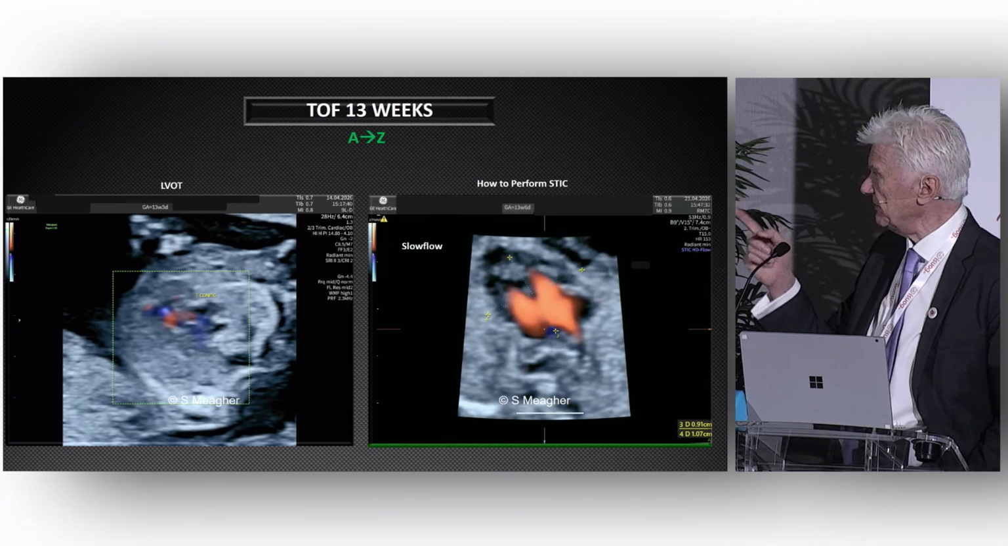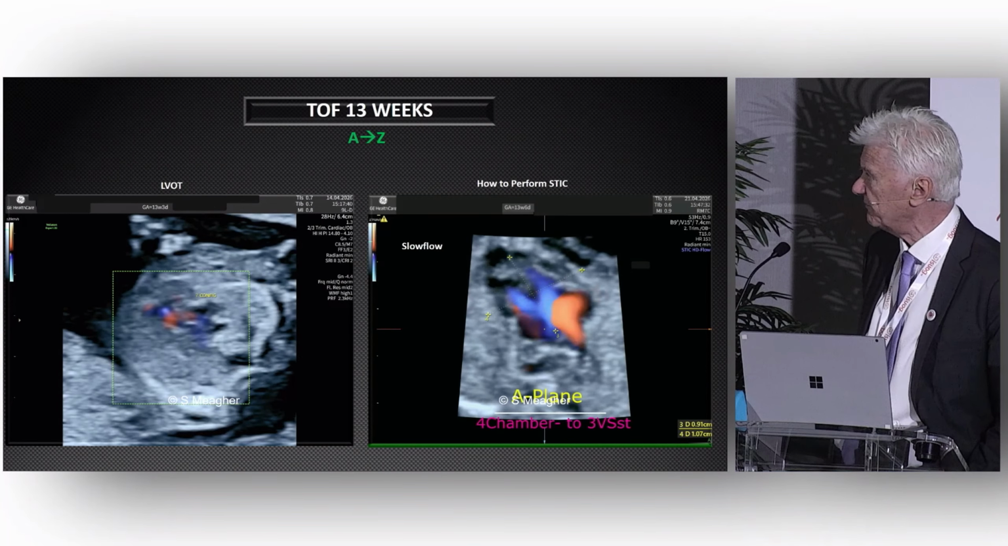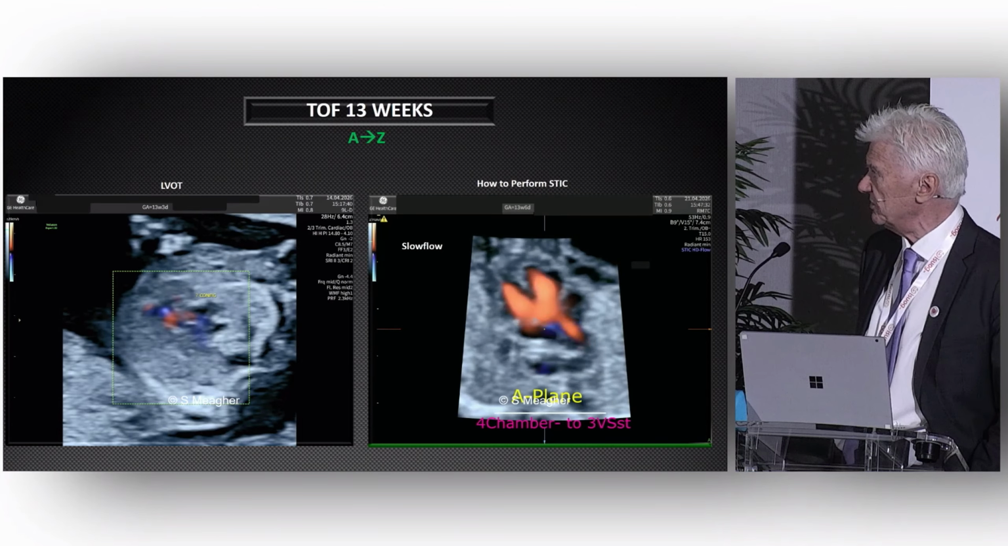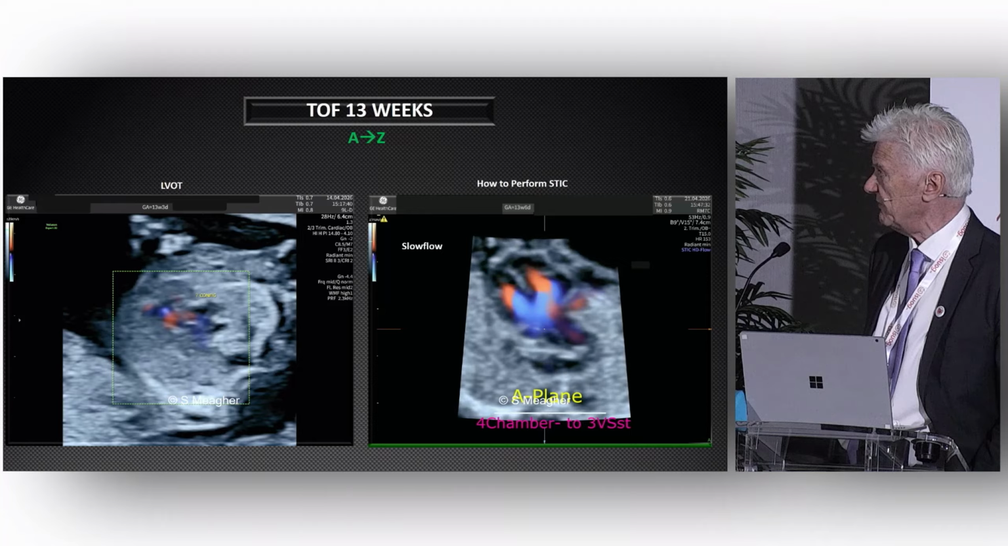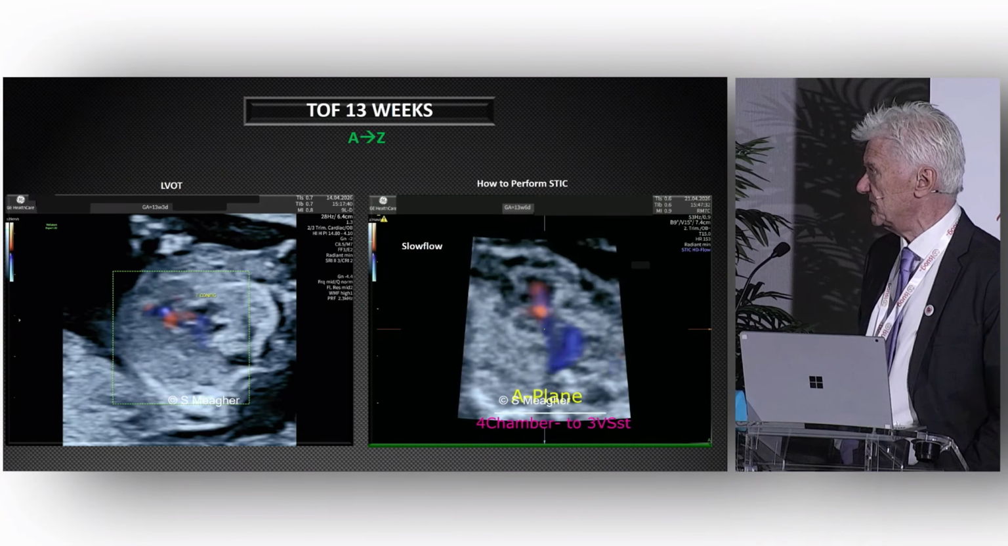I end up with a multiplanar. I go to the A plane. I measure the heart. It's 9 millimeters by 10 from apex to base. I then go to sweep from the 4-chamber up to the 3-vessel. All the signs of Tetralogía de Fallot are demonstrated on a single stick volume.